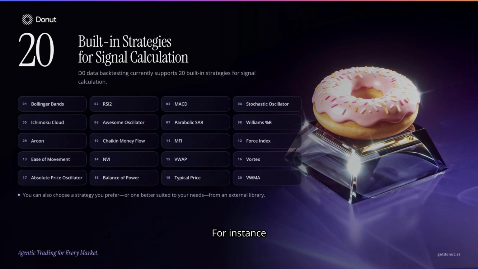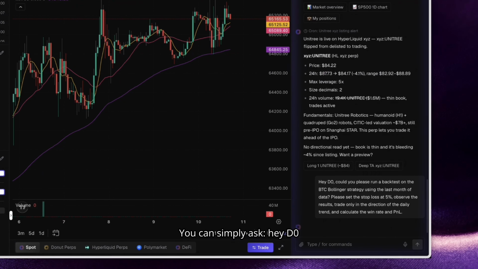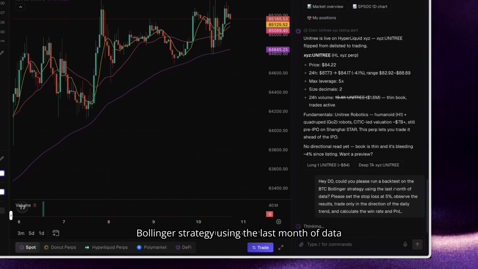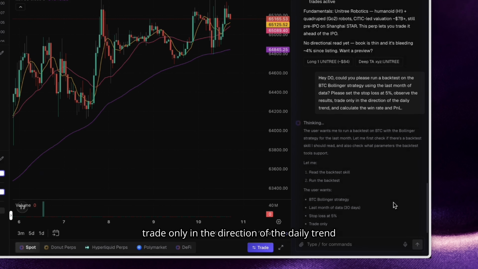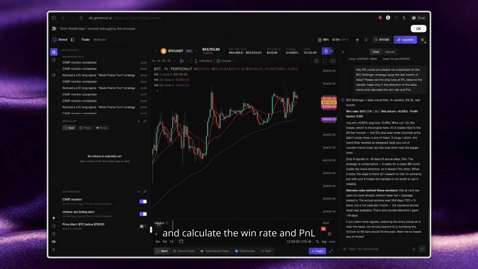D0. For instance, whenever we come across a strategy, we are usually curious to know if it can actually make money like those CT are calling in recent market conditions. You can simply ask, hey D0, could you please run a backtest on the BTC Bollinger strategy using the last month of data? Please set the stop loss at 5%, observe the results, trade only in the direction of the daily trend, and calculate the win rate and PNL.